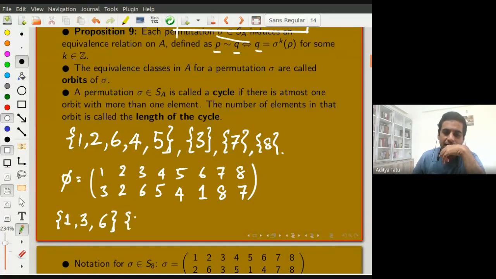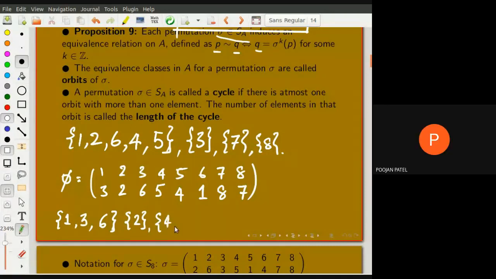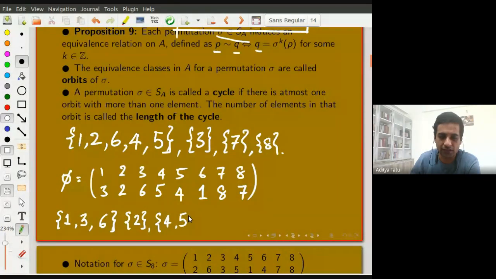Then the equivalence class containing 2: because phi doesn't do anything to 2, the equivalence class of 2 contains only 2. 3 is already here. Equivalence class of 4: 4 and 5. If I apply phi to 5, I get 4 again, so that is all. And 6 is already here. 7, 8. So these are the 4 equivalence classes of A induced by this permutation phi.